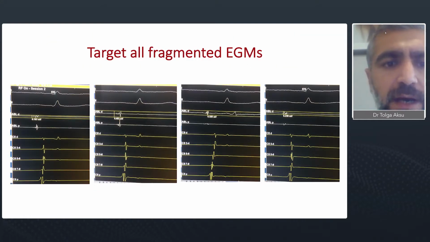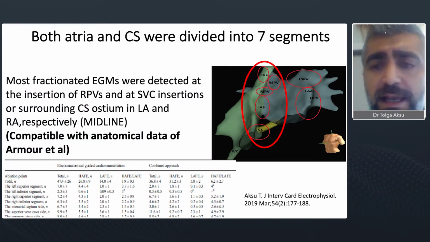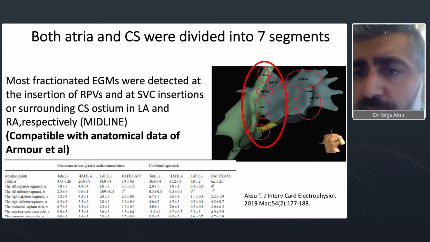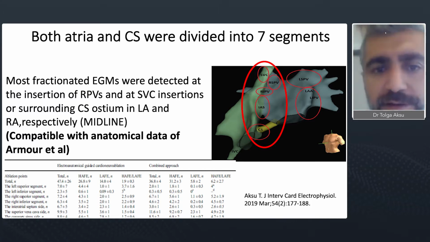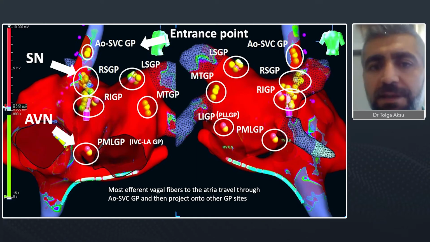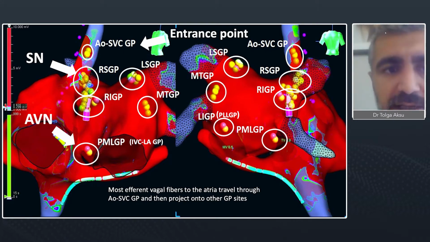You can see some other examples. Regardless of low amplitude or high amplitude one, we are trying to find these fragmented electrograms. And in another study, we found that the great majority of these fragmented electrograms are located in this midline area, and this was compatible with anatomical data of Armour et al. So by using this fragmented electrogram guided strategy, you can see the possible localization of ganglionated plexus sites.